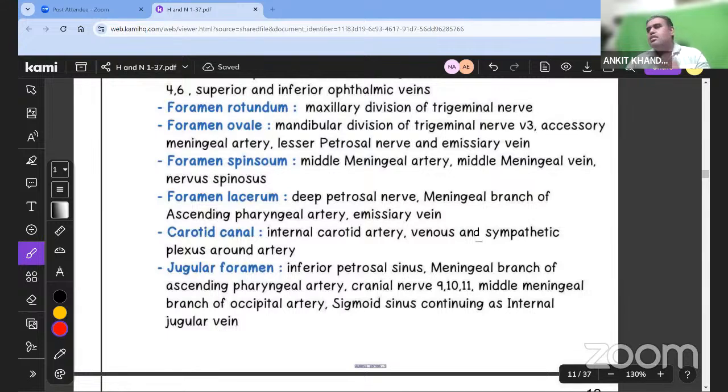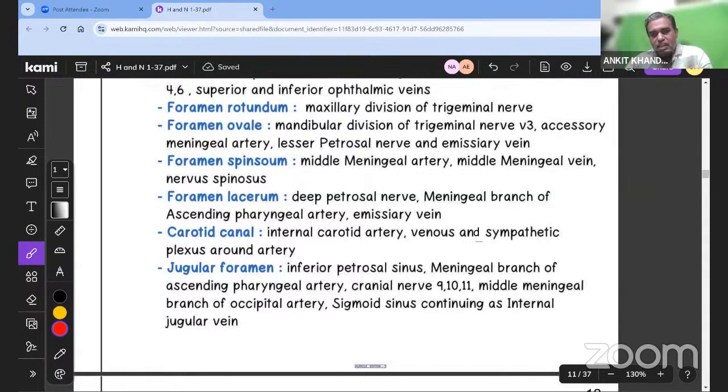So the internal jugular vein, where else have you heard it? It is inside the carotid sheath. And when you do a jugular vein catheterization also, it is frequently used. So the internal jugular vein is quite an important vein. It is a continuation of the sigmoid sinus. And due to this internal jugular vein, the foramen is also named the jugular foramen.